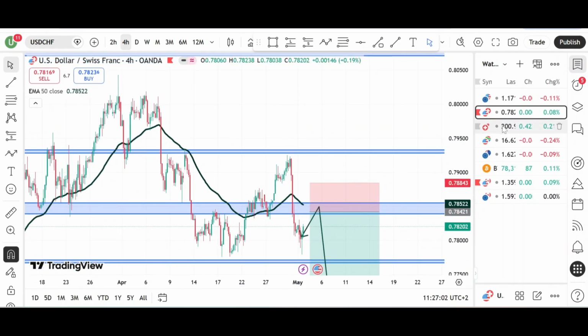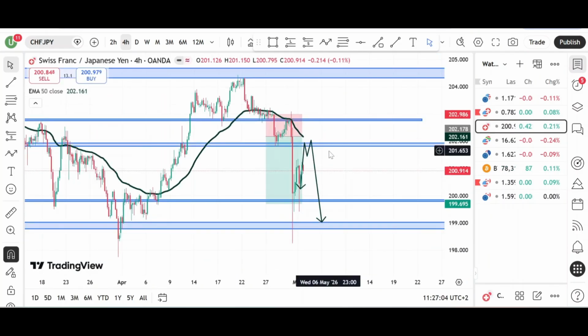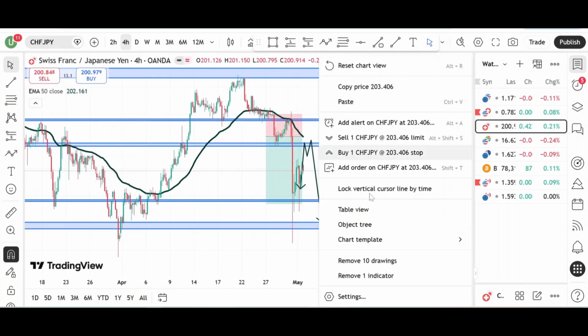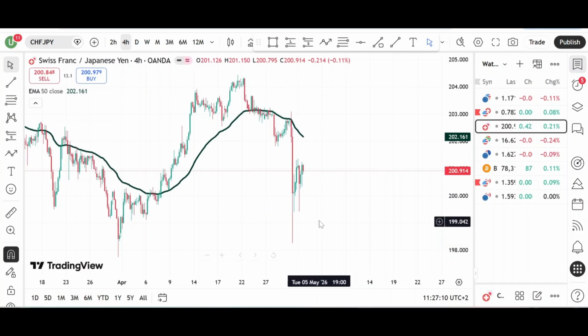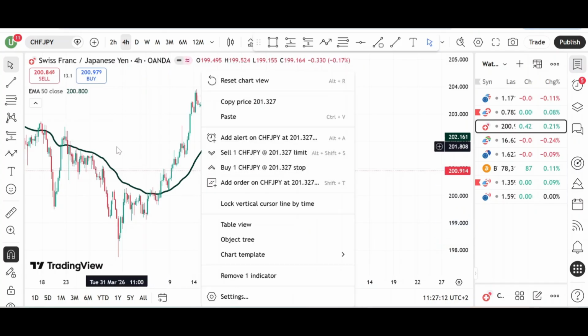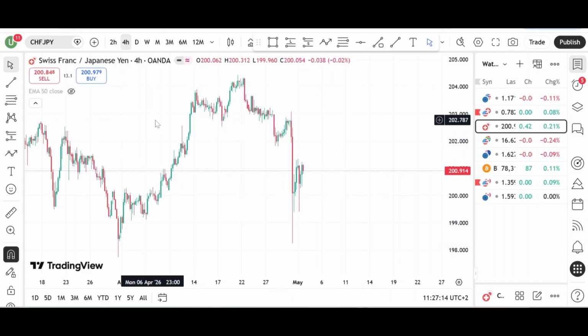Let's go on the CHF JPY. Guys, it's raining out here. It's raining heavily out here. I don't know if you are hearing me.